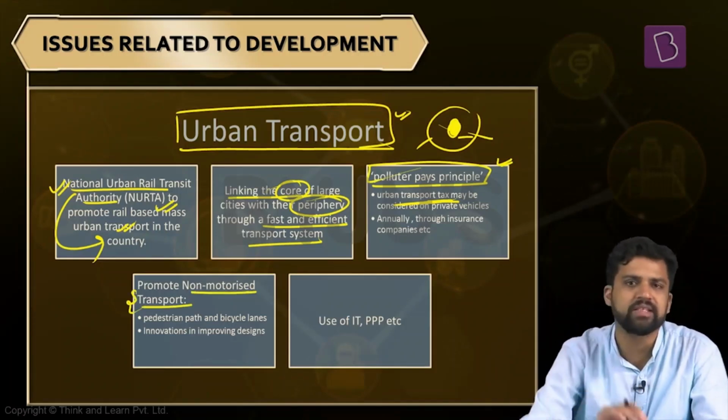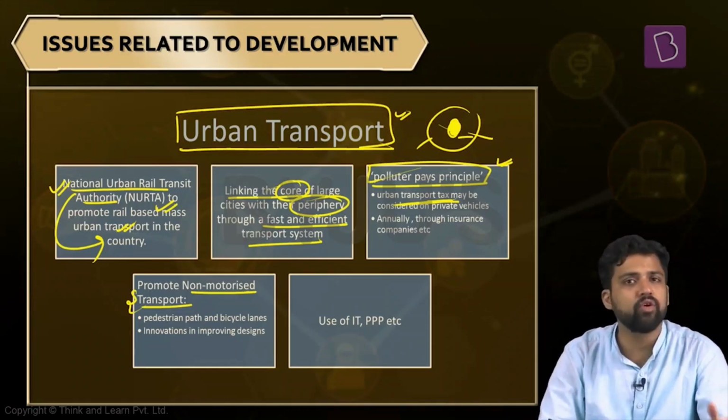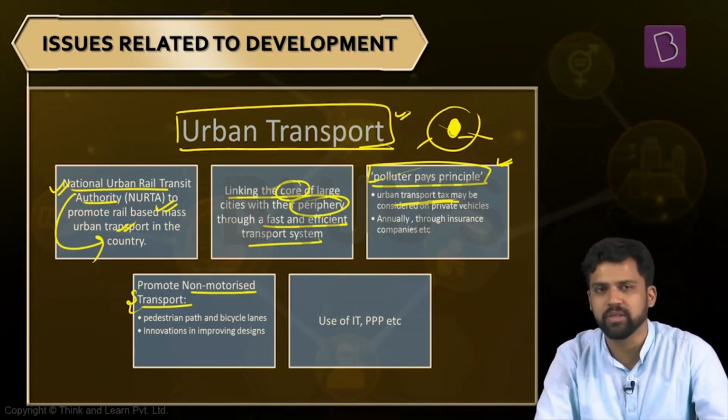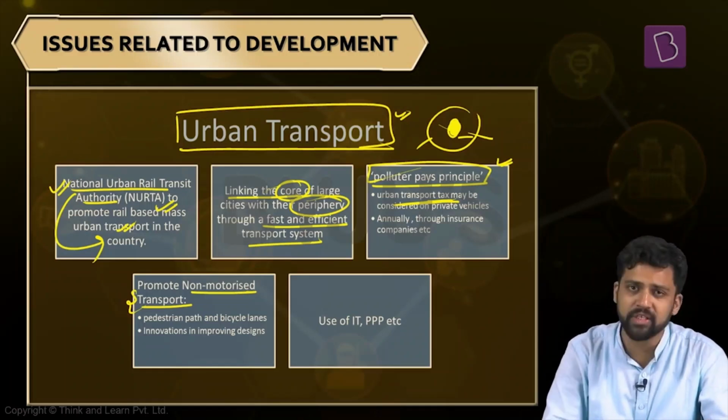That means we should have separate lanes which will promote bicycles. These kinds of things have to be promoted, and it is very suitable for certain places. Not everywhere it is applicable, because cycling might not be convenient in every place. You need to have good weather conditions for that. So identify places where you can have it and promote that.